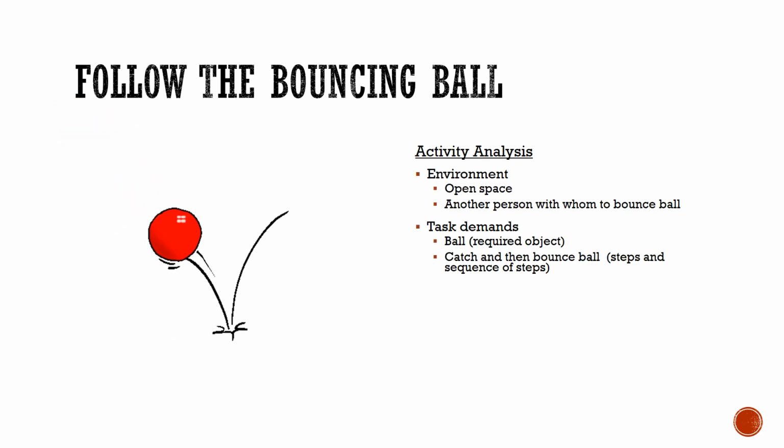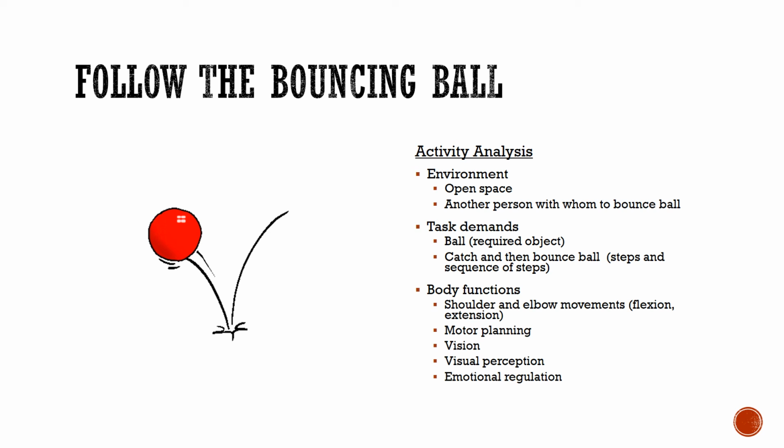Remember the activity analysis of the bouncing ball we did earlier? Now, if we also consider the body functions needed, I can match this up with the current skills of the little girl. So now I can think about which skills I need to address in order for her to be able to catch the ball, or I can think about how I can modify the task to allow her to be successful with her current level of skill.